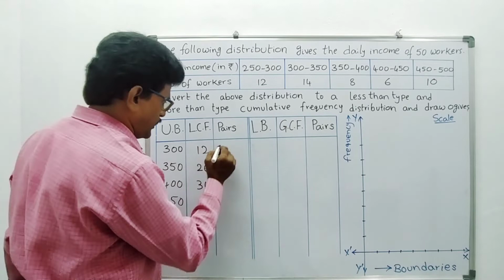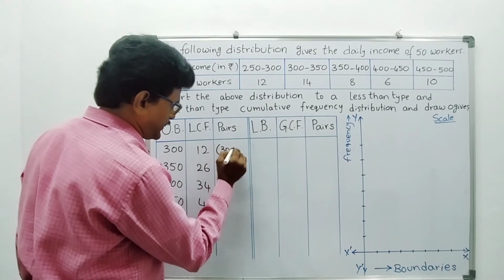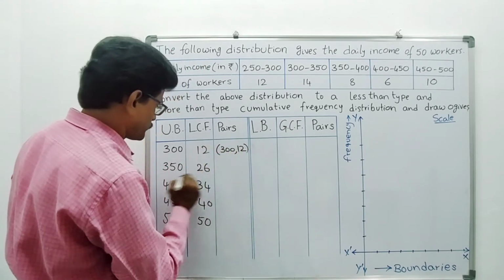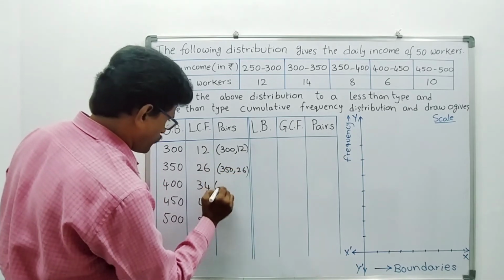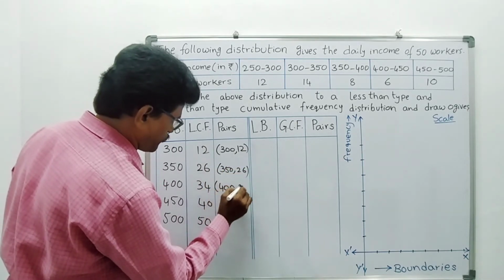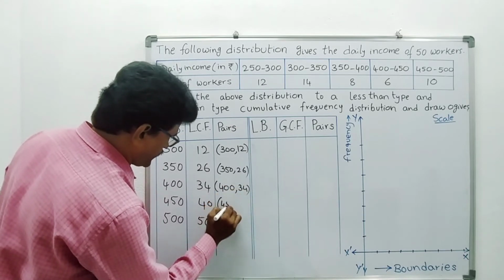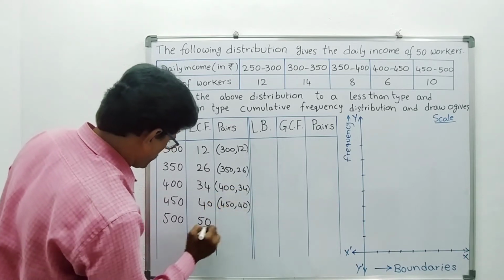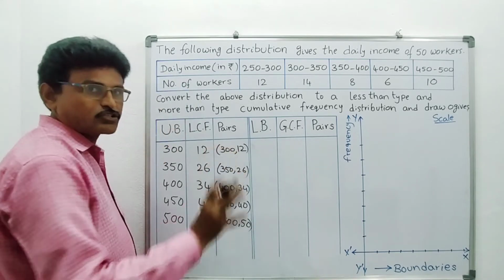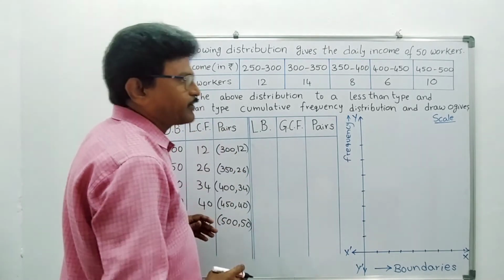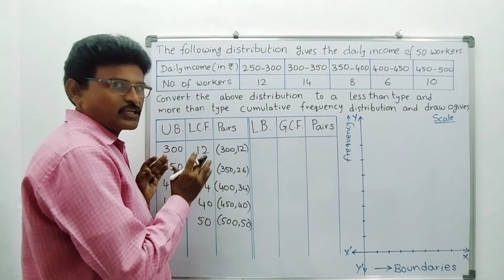300, 12, that is the first pair. For 300 on the x-axis, y-axis 12. For 350, 26 you are getting. Now for 400, 34. Now 450, 40. Now for 500, 50. Like that pairs you are getting, right? These are for the less than cumulative frequency curve.